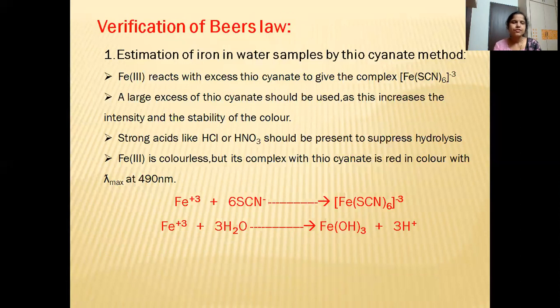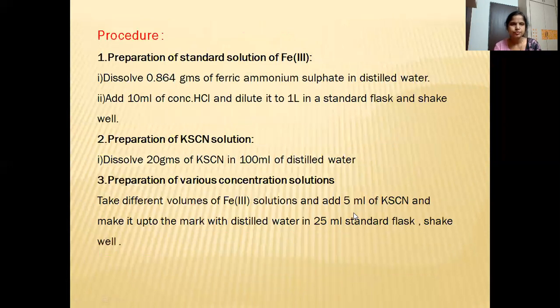And here we have to add acids also, either hydrochloric acid or nitric acid, to suppress the hydrolysis. So in the equation you can see Fe+3 reacting with 6 moles of thiocyanate ion to form hexathiocyanate iron 3 complex, which is red in color. Whereas iron, which undergoes hydrolysis, forms ferric hydroxide. So we need this red colored solution, which measures the intensity of the light.